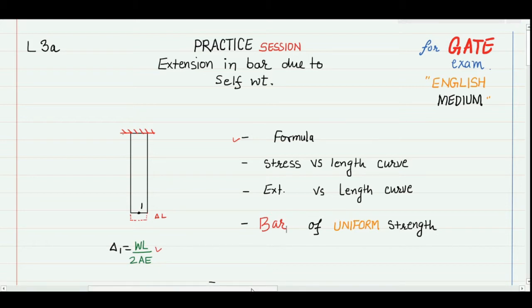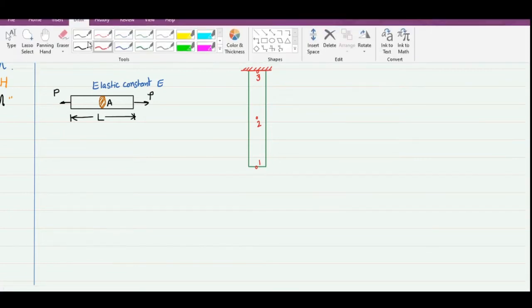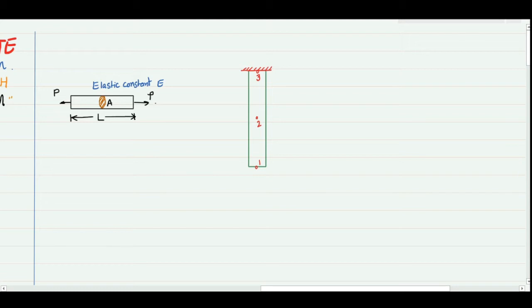Before I start the problem, let's revise one very important and basic concept. If I am interested to find the change in length of this bar which is subjected to a load P, and has cross section area A, elastic constant E and length L. I know that stress by strain is defined by the elastic constant, stress is the force by area, and strain is the change in length by original length. When I put these two values in this formula, I get that the change in length can be calculated by the formula PL by AE.